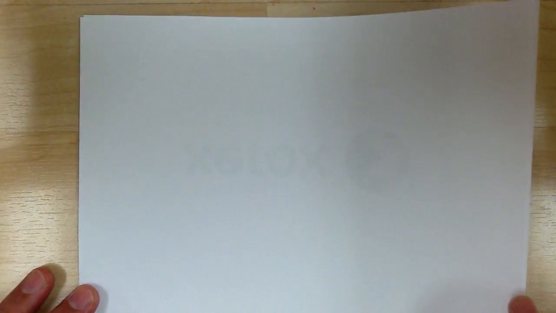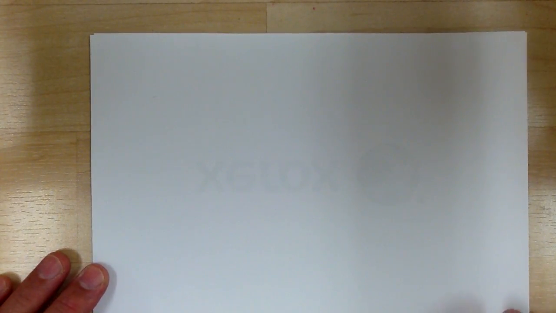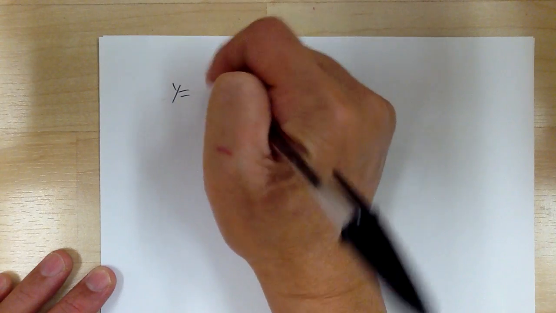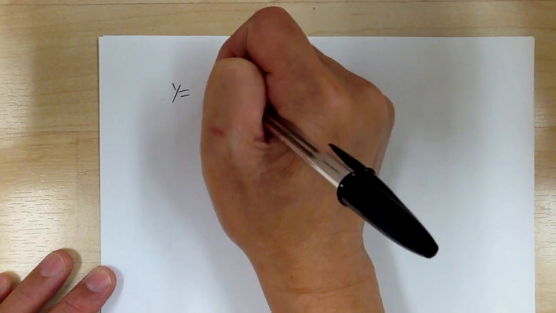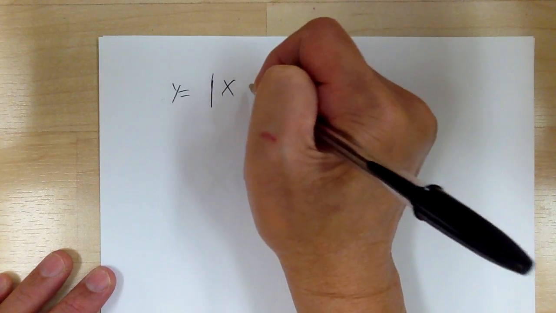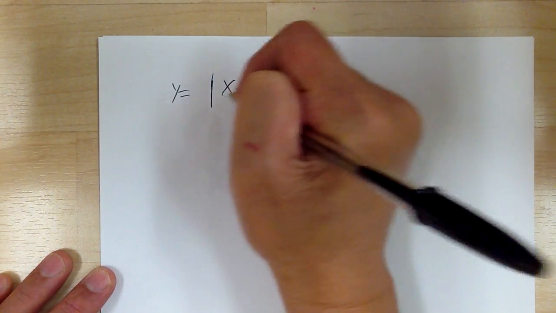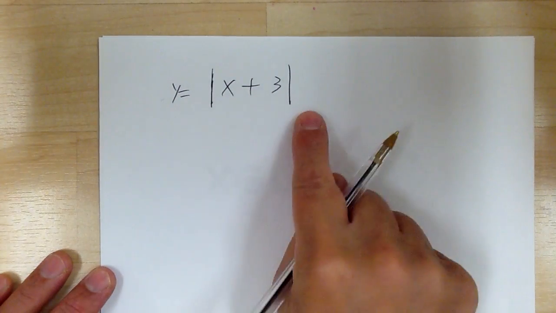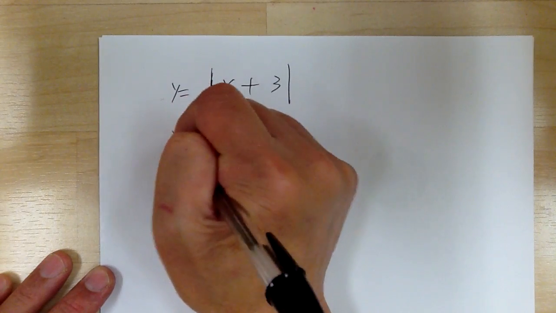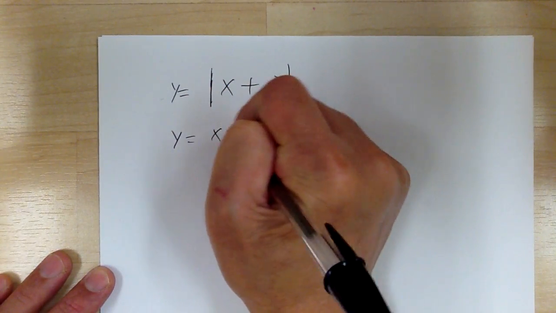Okay, let's go back to graphing a little bit. Let's talk a little bit about absolute value graphs. So let's say you have y equal to the absolute value of x plus 3, for example. So to graph the absolute value, first you want to ignore the absolute value. Just pretend it's not there. So just graph this. Okay.